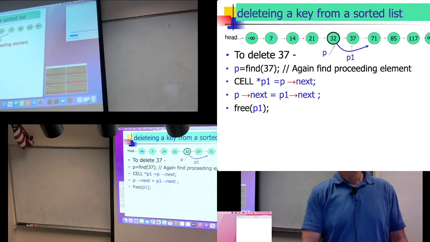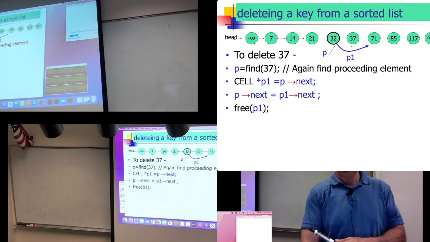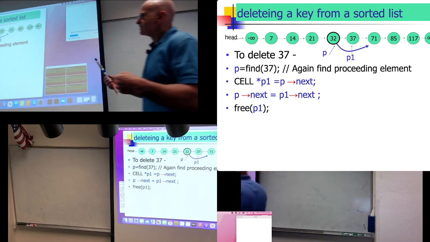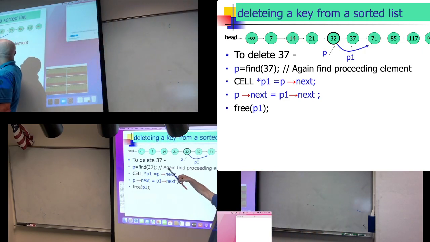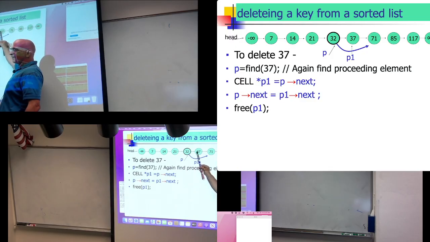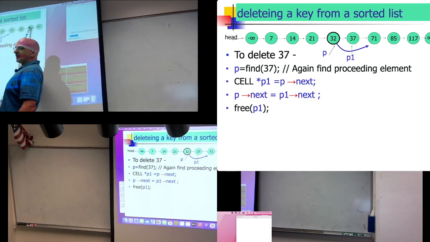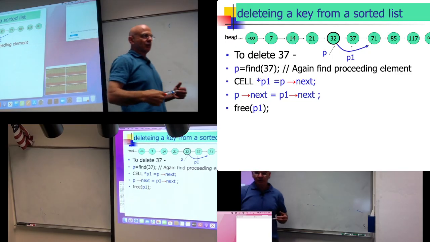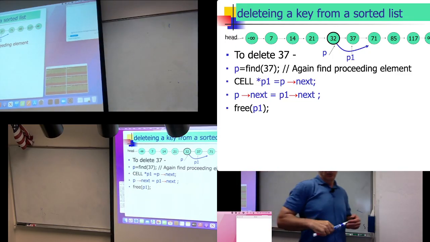Okay, we're done, I think, with sorted lists. The sorting here implies that if I'm looking for 37 and I didn't find it before 37, then there's no reason to look for it after the 37, because it's definitely not there. It's a sorted list.